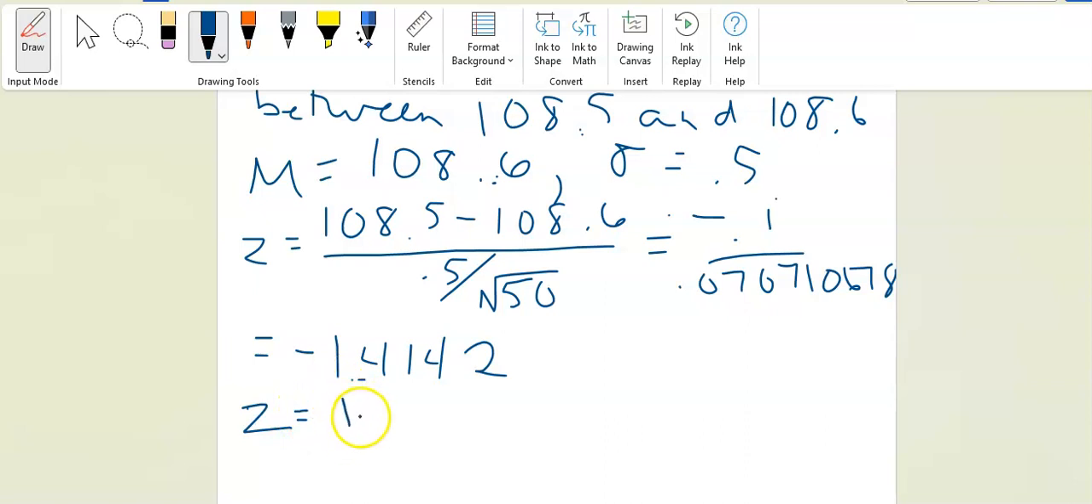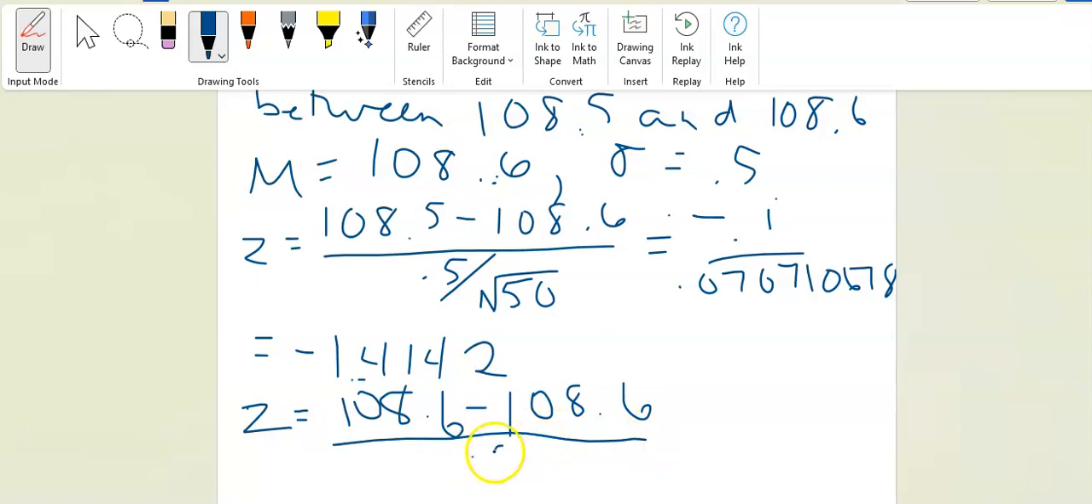We'll come back to this. The second calculation is really easy because, as we will see, the second number we had was 108.6, which is exactly the same as our mean. So if we do this same calculation, but we put 108.6 here, minus the mean, the population mean was 108.6. And then the bottom of the fraction is still 0.5 over the square root of 50.